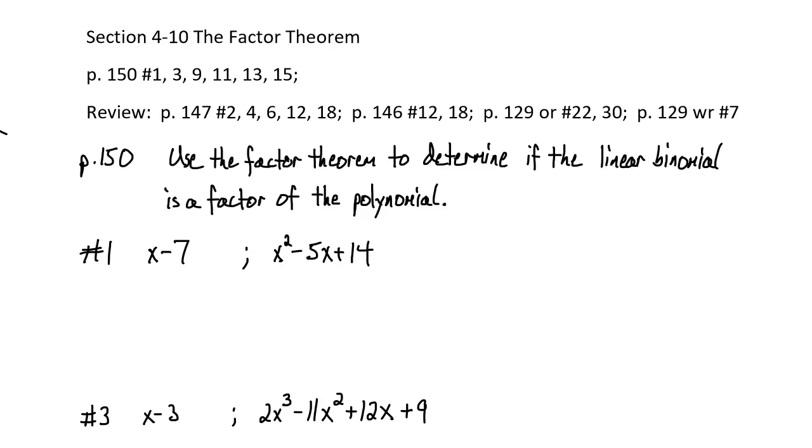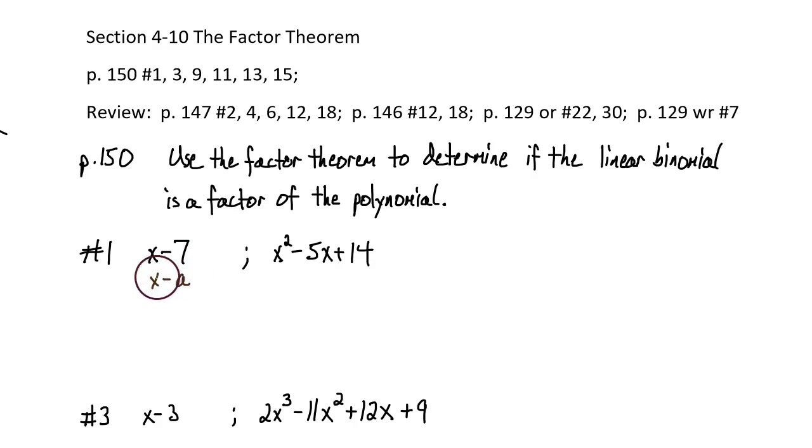Here are the answers for the section 4-10 homework, beginning on page 150. Use the factor theorem to determine if the linear binomial is a factor of the polynomial. So in number 1, here is our linear binomial. This fits the form x minus a.